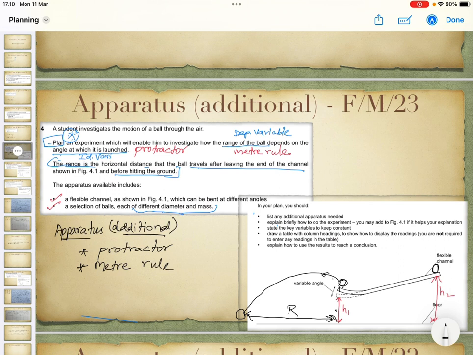So you need to keep a marker here, because after the ball reaches the ground, it is not going to stop over there. It will slightly move and then stop, right? But we need the point at which the ball reaches the ground. So you can even use a marker.